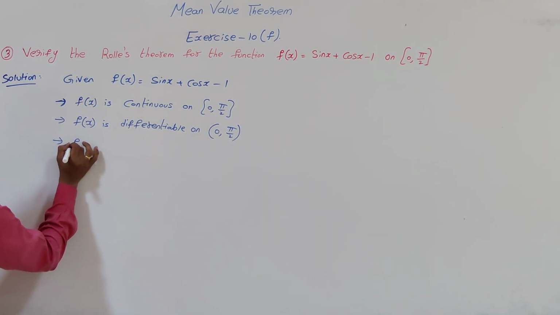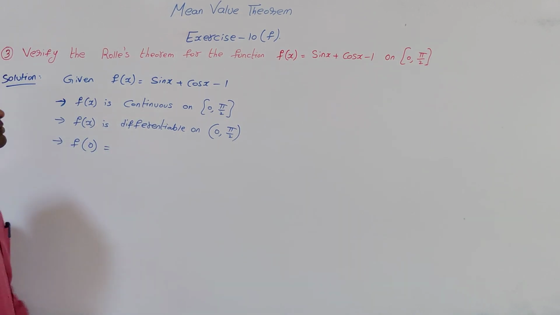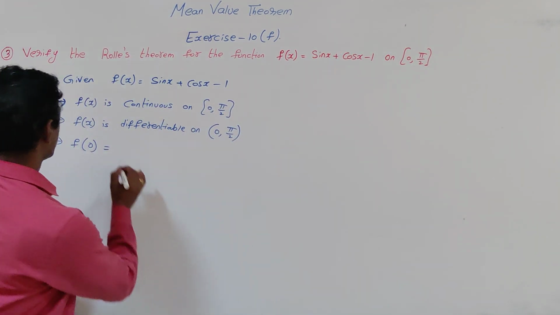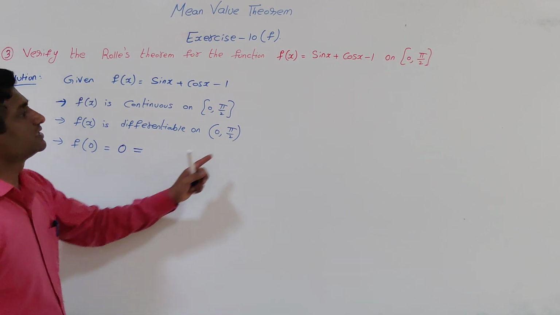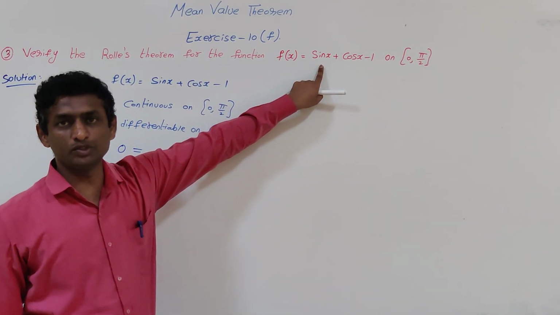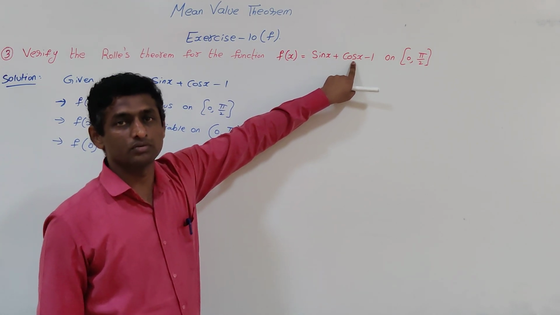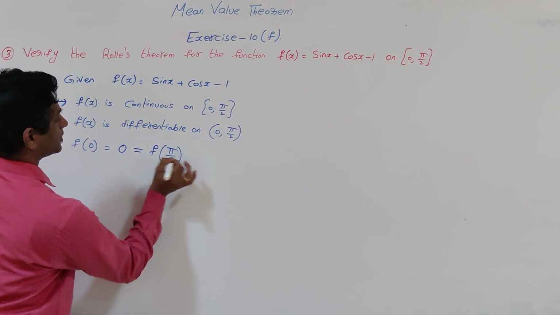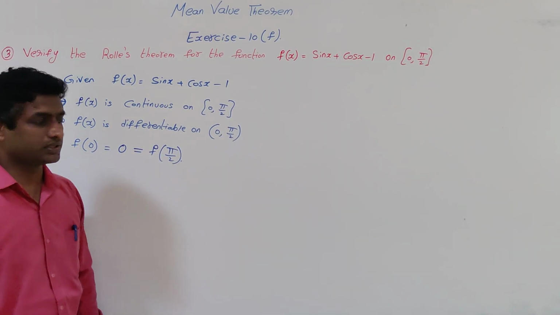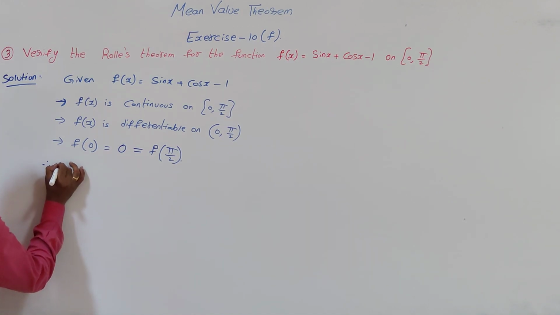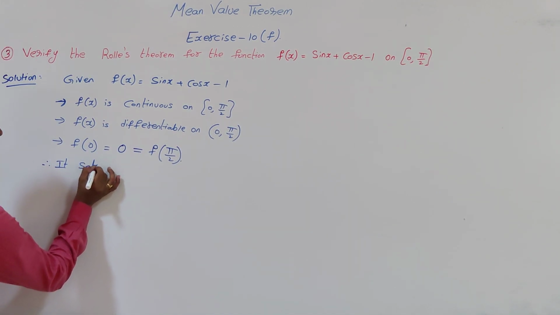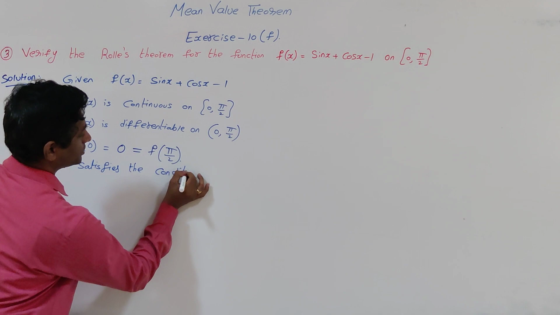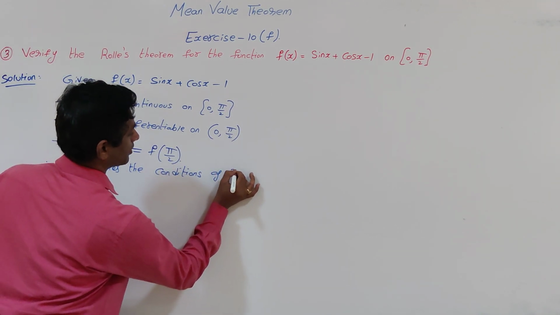And third is f of 0. What is f of 0? Sin 0 is 0, cos 0 is 1, 1 minus 1 is 0. f of 0 is 0. And what is f of pi by 2? Sin pi by 2 is 1, cos pi by 2 is 0, minus 1, so 0. So again both are equal. So it satisfies the conditions of Rolle's theorem.